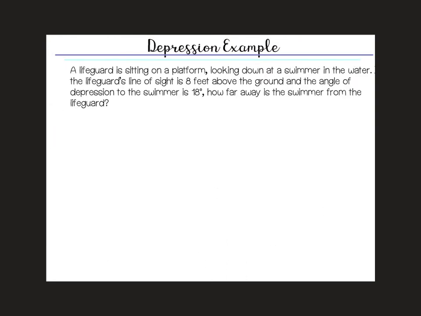In the next example, it says a lifeguard is sitting on a platform looking down at a swimmer in the water. The lifeguard's line of sight is 8 feet above the ground, and the angle of depression to the swimmer is 18 degrees. How far away is the swimmer from the lifeguard? So this time when I start drawing, I have a lifeguard up here on a platform looking down at a swimmer in the water.